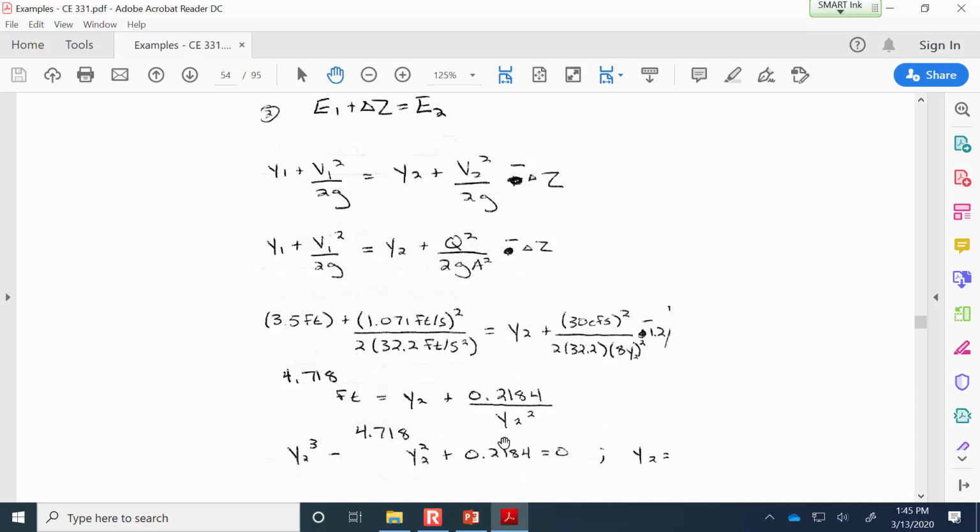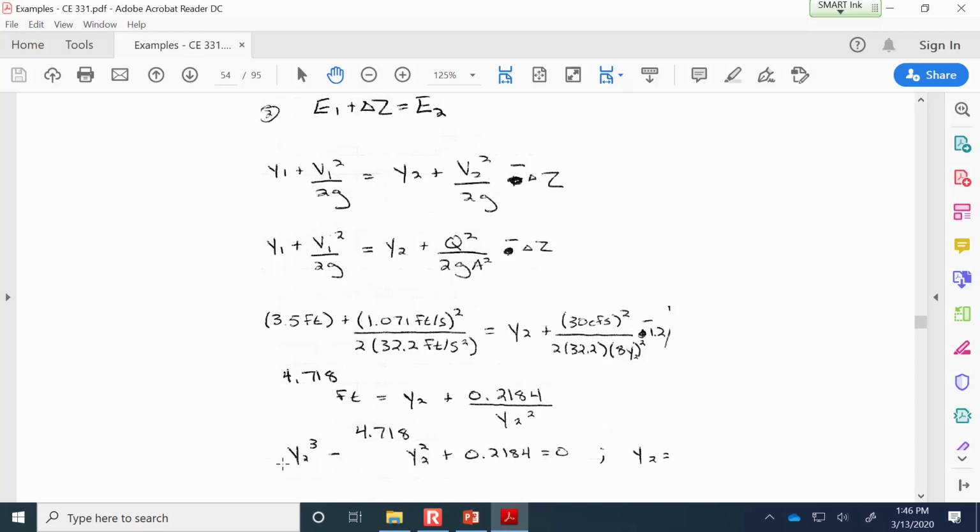There's one of them, y2 squared, in the denominator of this term. So to get that out of the denominator, we multiply each of these terms by y2 squared. That makes this y2 cubed, and this one is y2 squared. To get it on the right side of the equation, it goes from a positive to a negative. And then there's 0.2184, which now is just the number. If I multiply each term by y2 squared, the one in the denominator drops out.